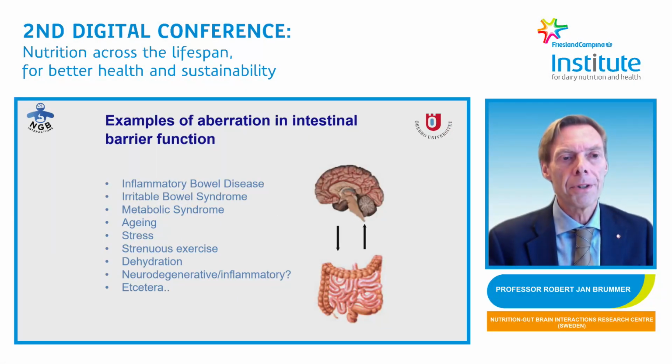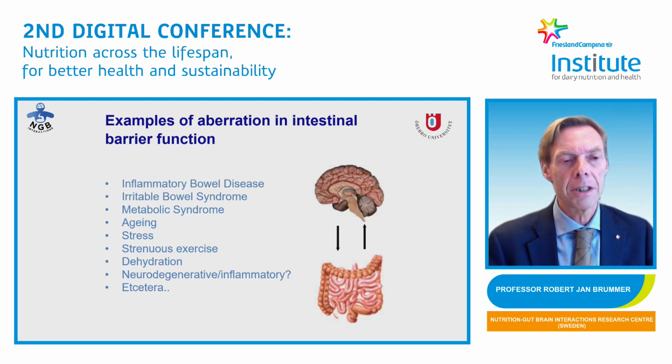So examples of aberrations of intestinal barrier function in just normal practice are, for example, inflammatory bowel disease, but also irritable bowel syndrome. Especially subjects with diarrhea-predominant irritable bowel syndrome suffer from changes in intestinal barrier function. Metabolic syndrome overall is associated with that. To some degree also aging, but probably more related to the diseases which occur during aging. Prolonged stress, either physical or psychological stress, can induce changes in intestinal barrier function.